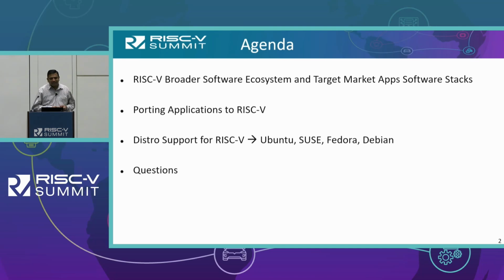To start with the agenda, we'll start with the RISC-V broader ecosystem, the software itself, the target market application software stacks for RISC-V in various application segments. The second part will be porting applications to RISC-V. We'll take some example applications of how to download the source from upstream and then compile it for RISC-V. The third part will be distro support for RISC-V. We'll talk about the offerings from Ubuntu, SUSE, Fedora and Debian, specifically with regards to RISC-V, and then finally throw it open to questions. So that'll be the agenda.